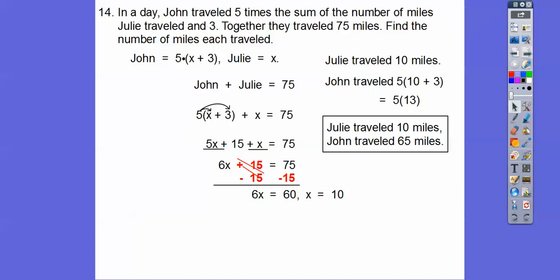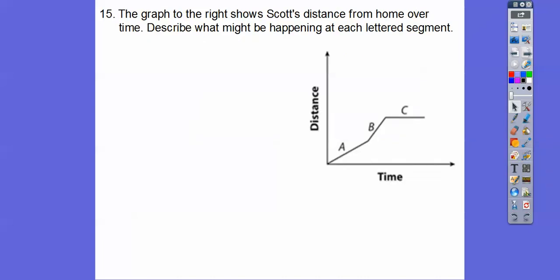Okay. All right, we're almost done, you guys. Okay, the graph to the right shows Scott's distance from home over time. Describe what might happen at each lettered segment right here, okay? All right, so Scott's either walking or running or stopping, okay? So it looks like since this is less steep, I'm going to consider him walking. And this is more steep, he's going faster.